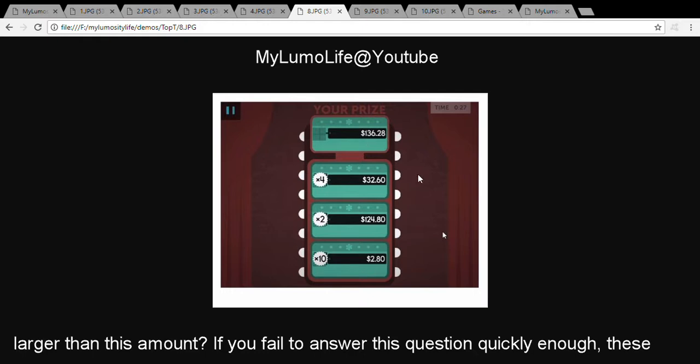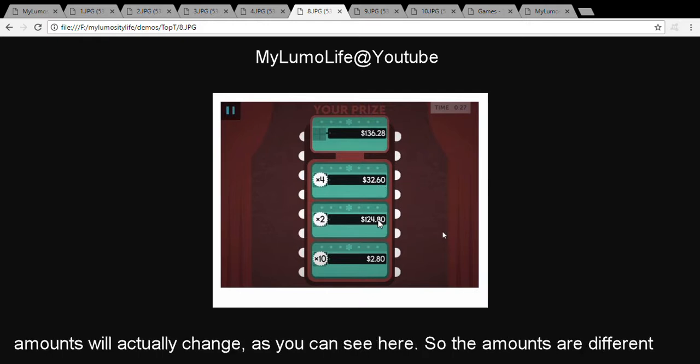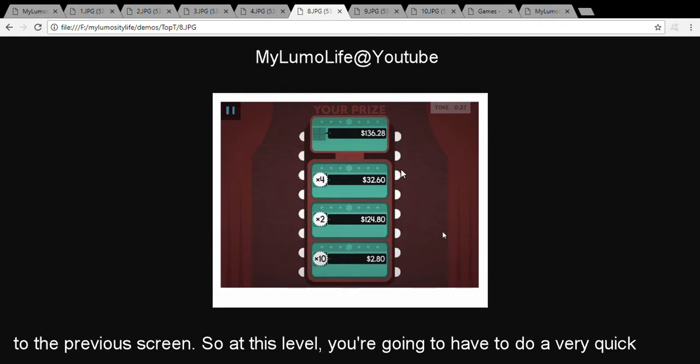If you fail to answer this question quickly enough, these amounts will actually change, as you can see here. So the amounts are different to the previous screen.